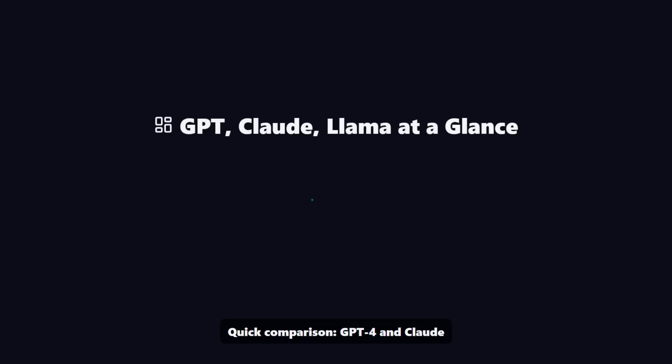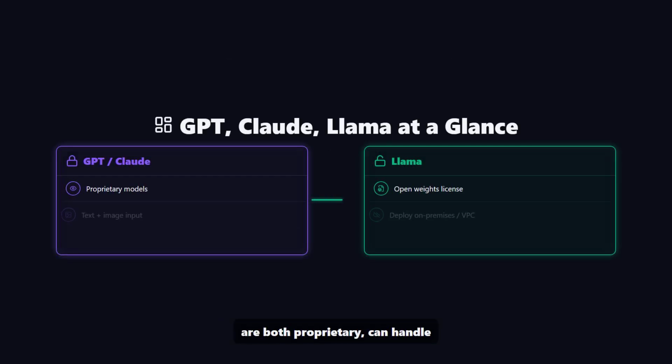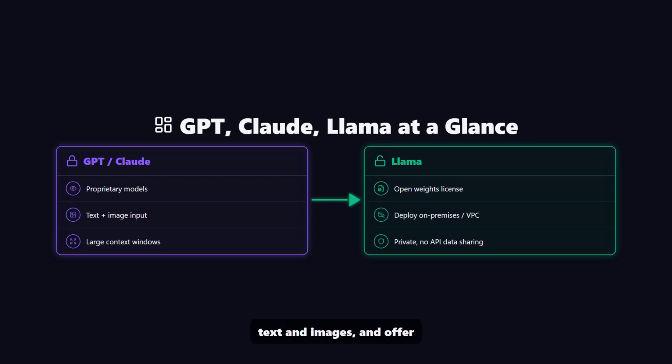Quick comparison. GPT-4 and Claude are both proprietary, can handle text and images, and offer generous context windows. Llama stands apart with its open weights license. Deploy it on premises or in a VPC without sending data to an API. When the exam asks which model for a private chatbot, reach for Llama.